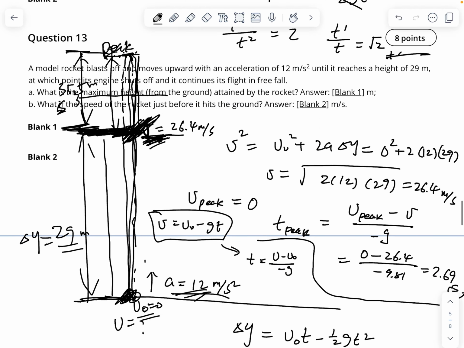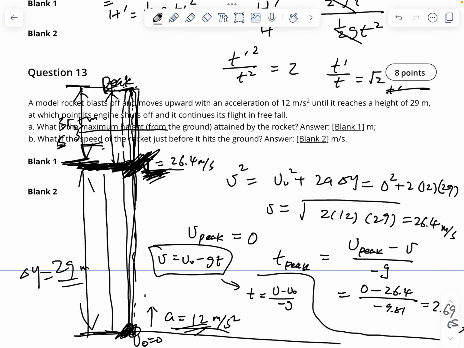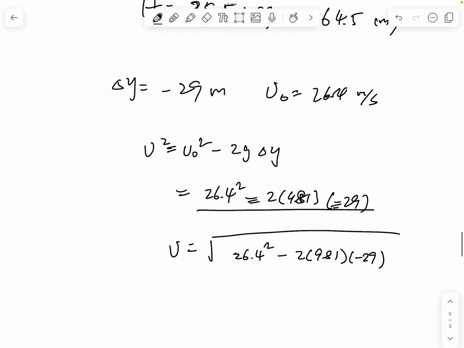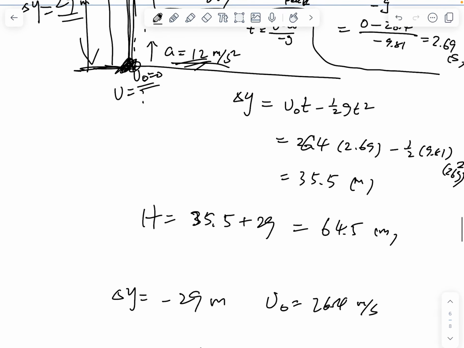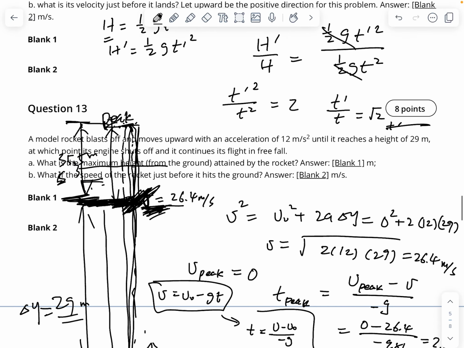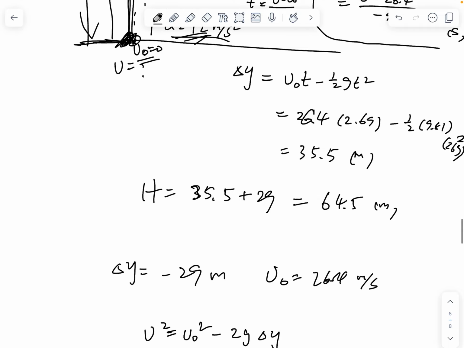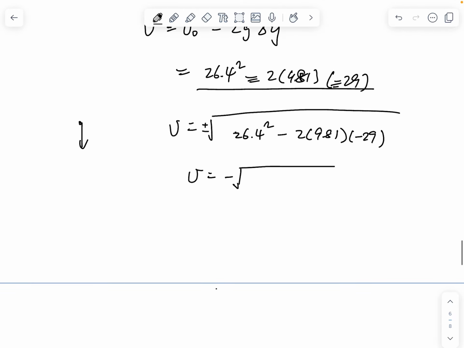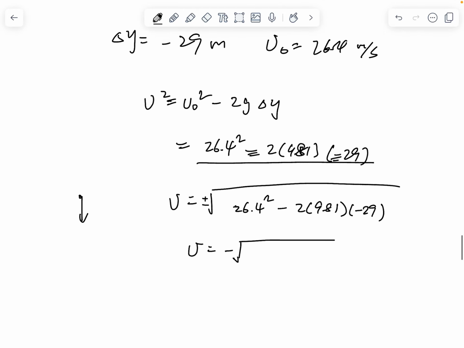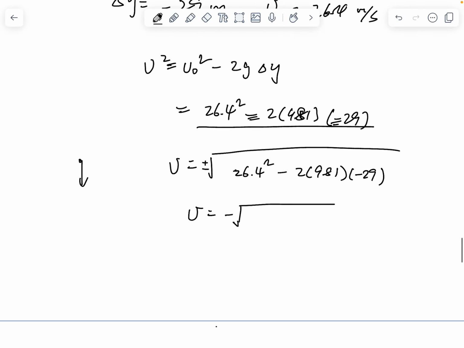When it hits the ground, what is the speed? It asks you for the speed. Remember, velocity is downward, so velocity will be negative. When you take the square root, you have positive and negative, okay? Velocity will be negative. However, the question asks about speed, which is the magnitude of velocity, so it is positive. All right, so this is the assignment for chapter number 2.